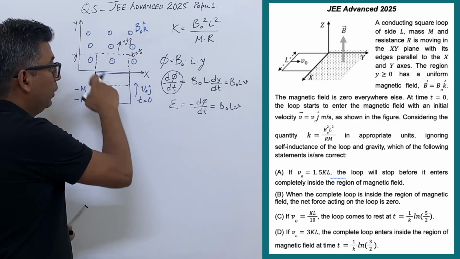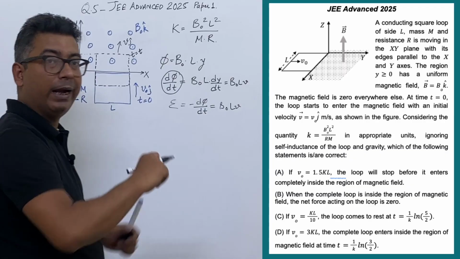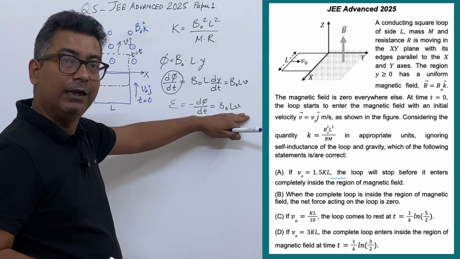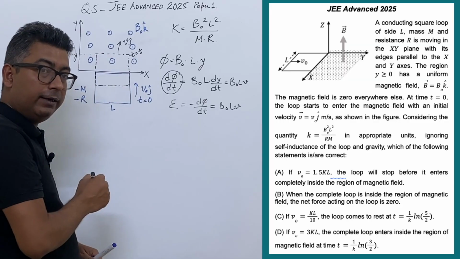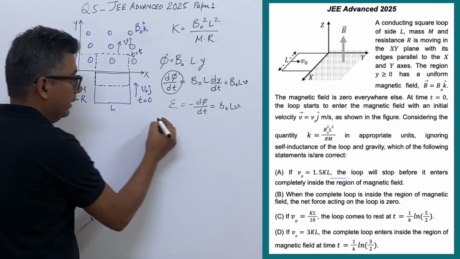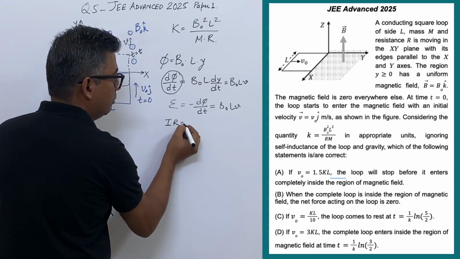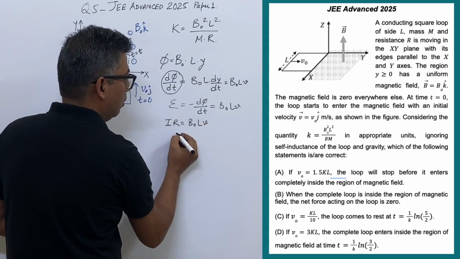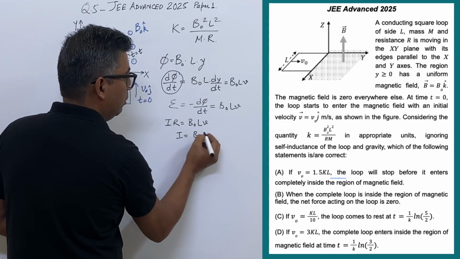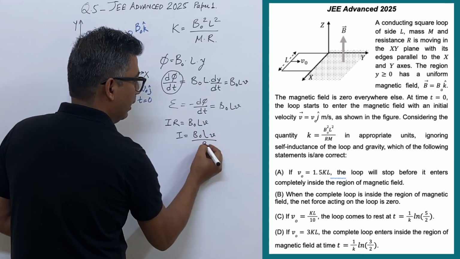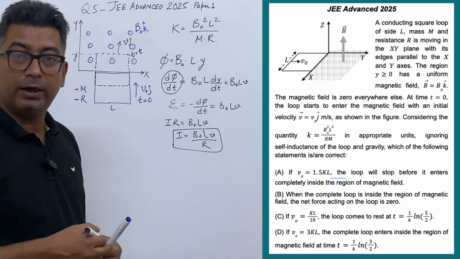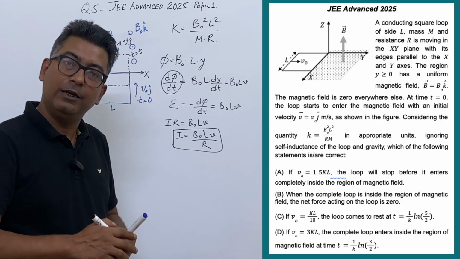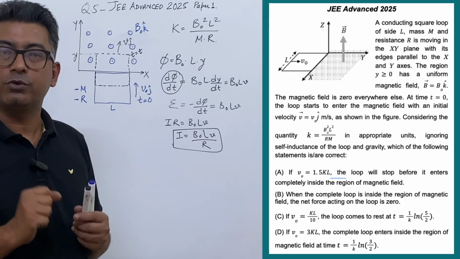Now, a potential V naught L P is set up around this loop at any instant. So, how do we calculate the current? Because R is given, I can simply say I R is equal to V naught L P, or I is equal to V naught L P by R. So, that's the first equation I got for the current. Why do I need the current? Because if I don't get the value of current, how will I calculate the force?